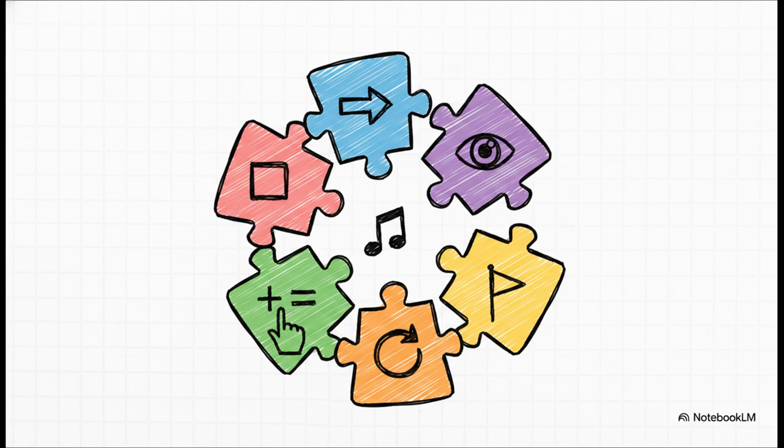Orange control blocks handle your loops and pauses. Light blue sensing blocks are really cool. They detect things like collisions or mouse clicks. Green operator blocks take care of the math and logic. And finally, we've got variables and my blocks.